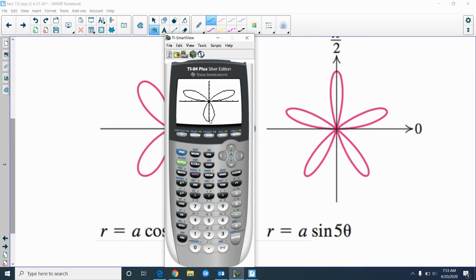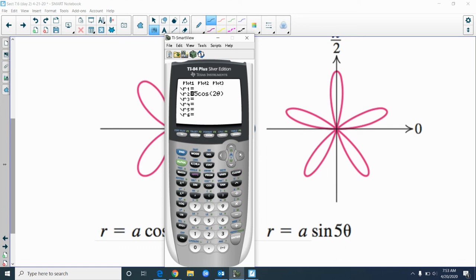You get 3 leaves. And now people get really crazy here. Here's where the artists come out. So what if I make this 5 cosine of 2 theta? What's going to happen here? I graph them both on the same grid. So you can get some cool different pictures. You can do all kinds of different things here.